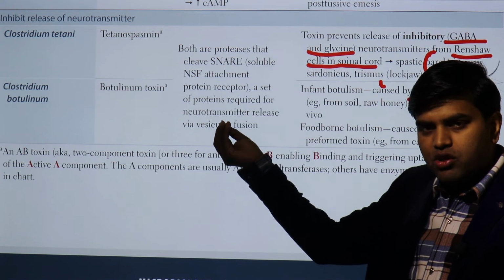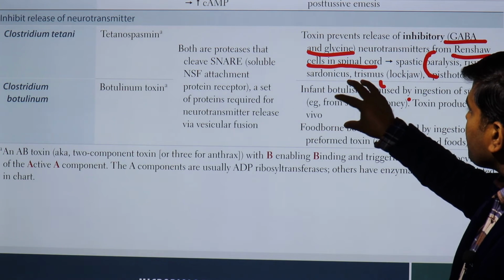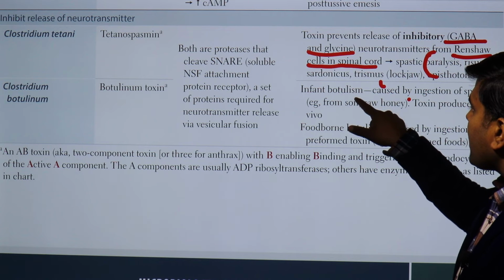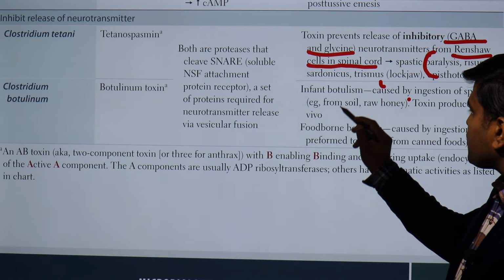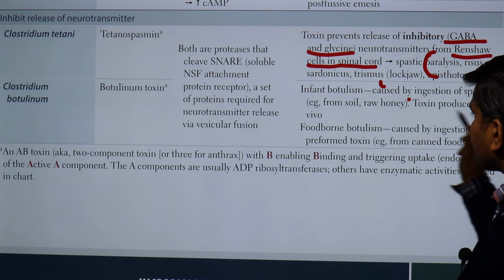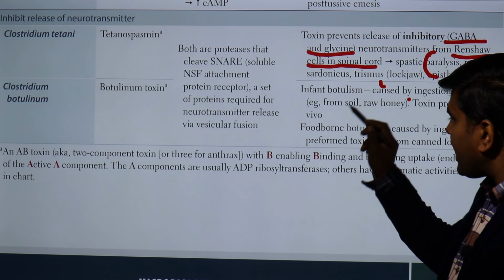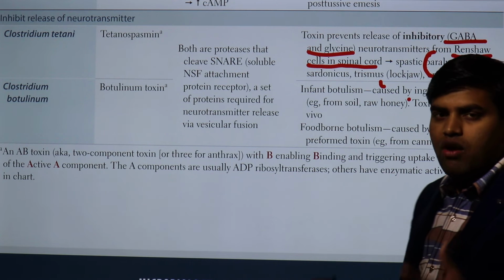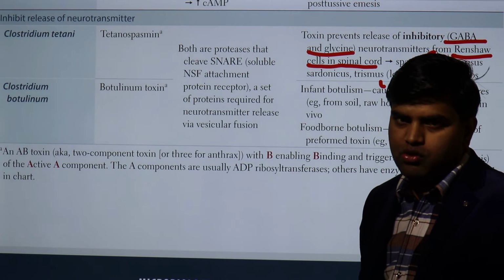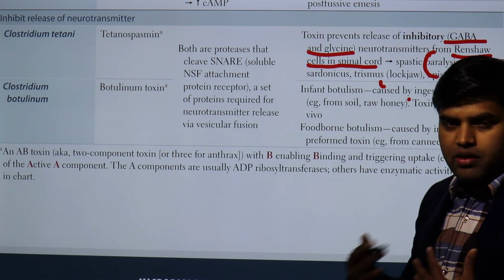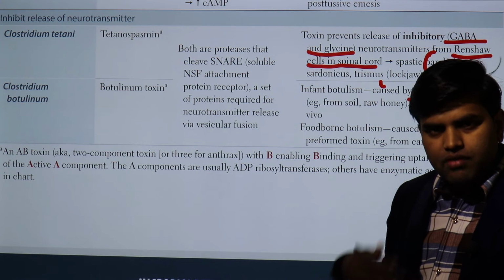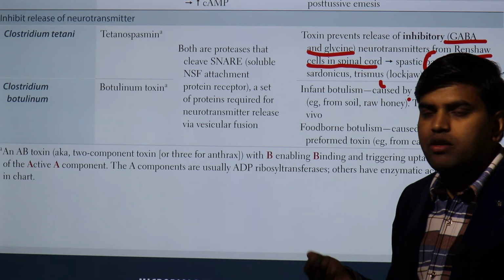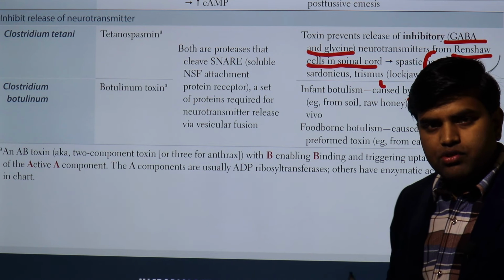From that they release the botulinum toxin and cause the baby a disease known as infantile botulism. What happens? It is caused by the ingestion of spores, for example from soil or raw honey, and the toxin is produced in vivo, that is in the intestine, and then causes the symptoms of infantile botulism. So the botulinum toxin causes flaccid paralysis inside the intestine and, if it enters the systemic circulation as well, there will be the disease called infantile botulism.